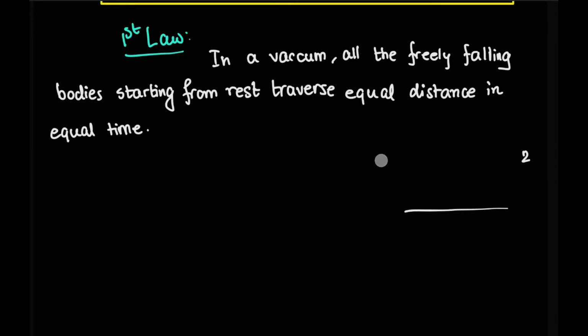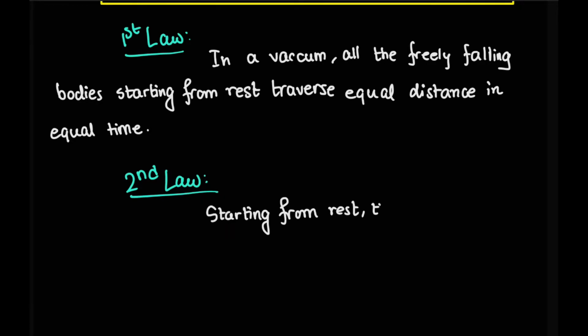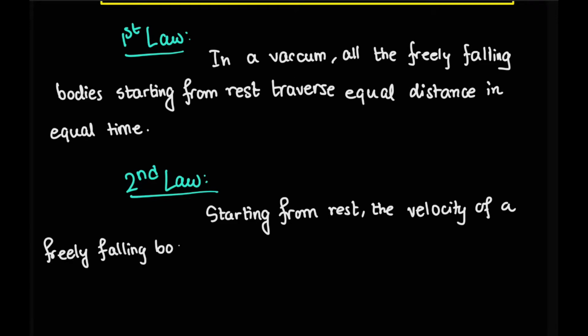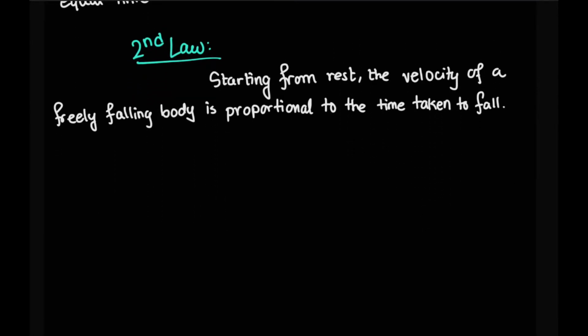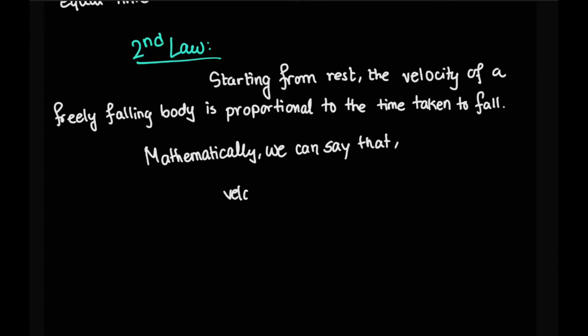Alright, so the second law of Mr. Galileo states that starting from rest, the velocity of a freely falling body is proportional to the time taken to fall. Now, mathematically, we can say that the velocity v is proportional to t, where t is the time taken.